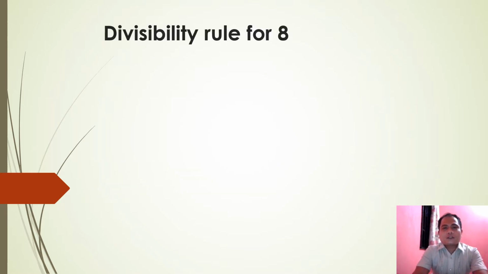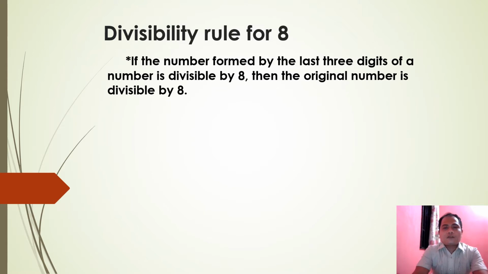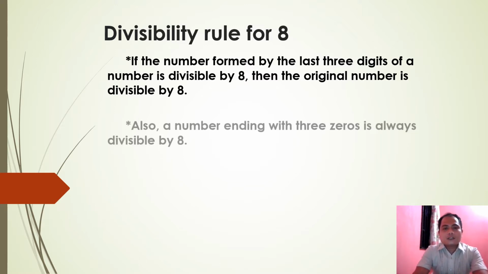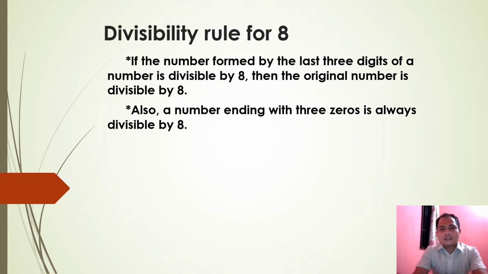Right? Next, divisibility rule for 8. If the number formed by the last three digits of a number is divisible by 8, then the original number is divisible by 8. Kung kay 4, tinitignan natin yung last two digits. Kay 8, we are just looking at the last three digits. Also, a number ending with three zeros is always divisible by 8.